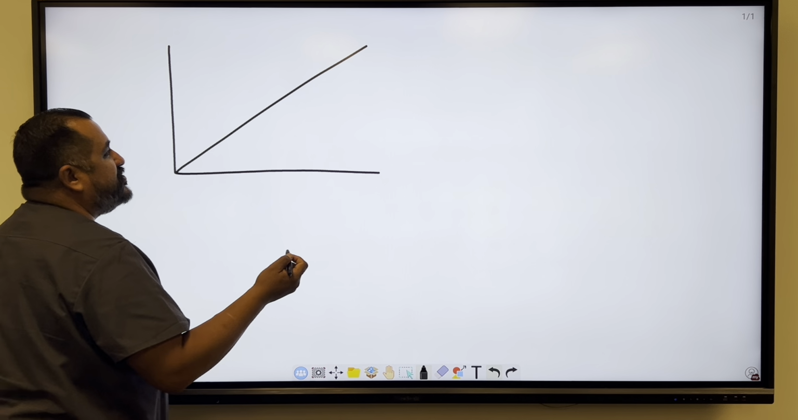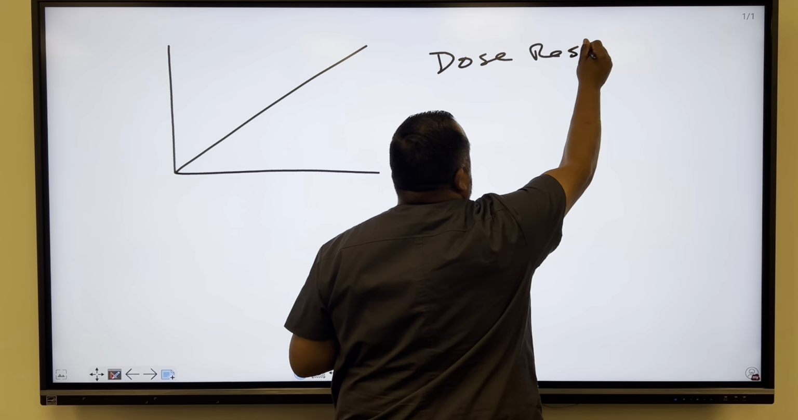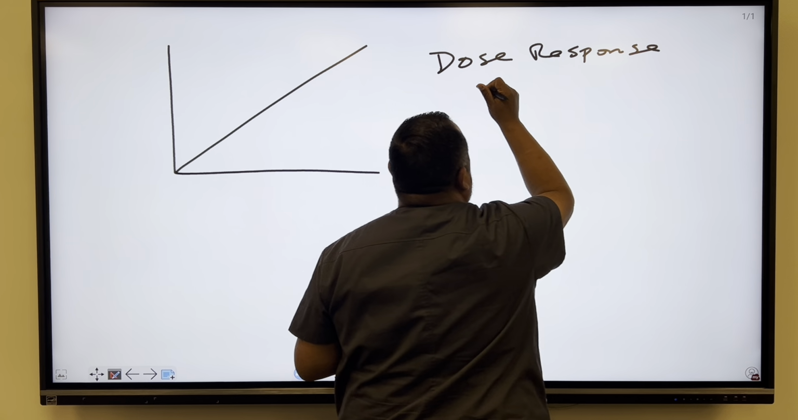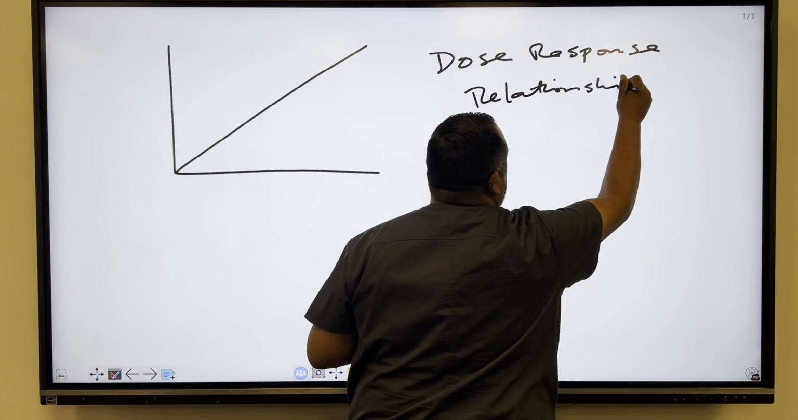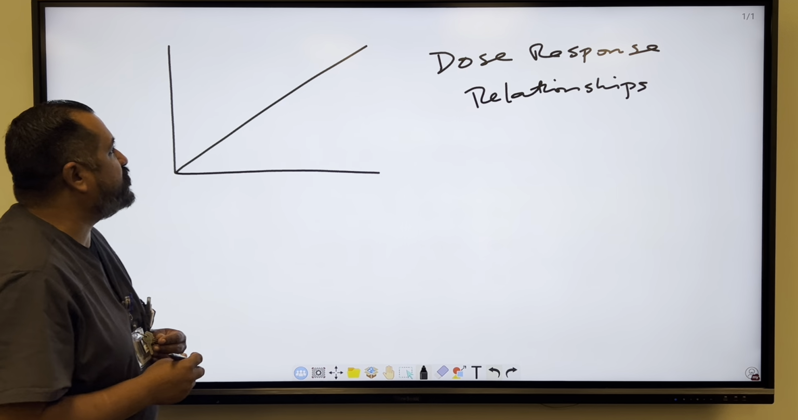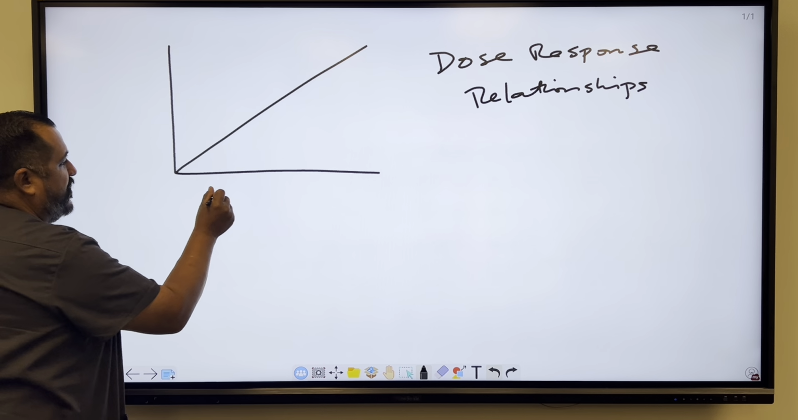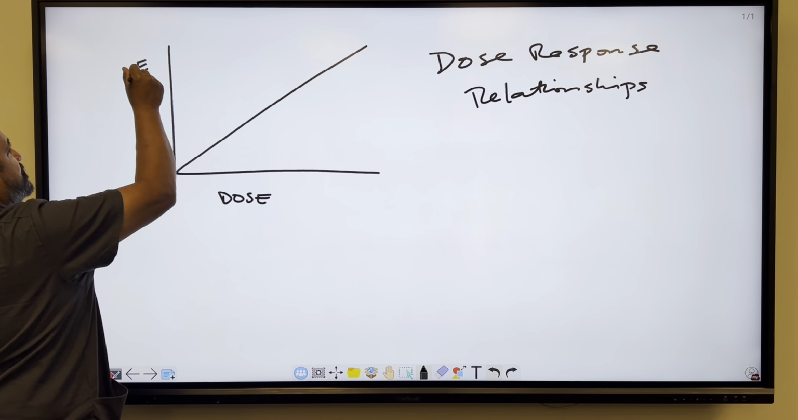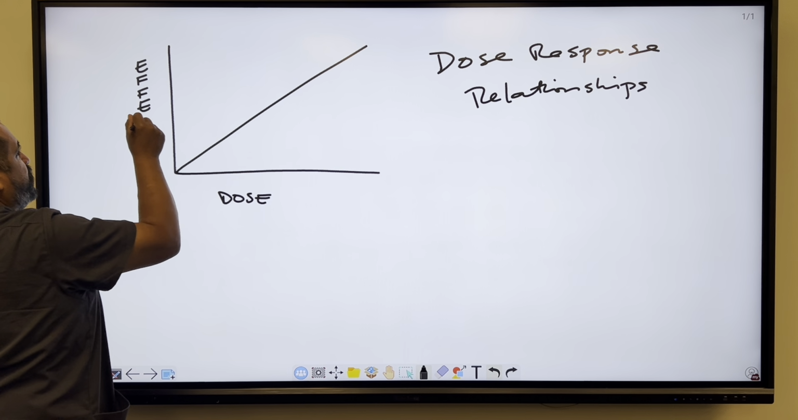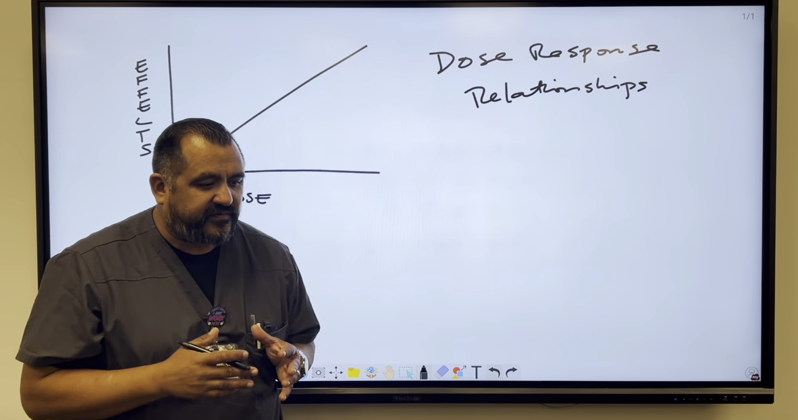All right, so let's go ahead and draw something here for you guys. So we're going to be talking about dose-response relationships. We actually had a couple requests to do this, so I'll try my best to break it down for you guys. So dose-response relationships, that's exactly what it's talking about. So on the bottom here, let's say we have the dose, and then here are the effects that we can measure.